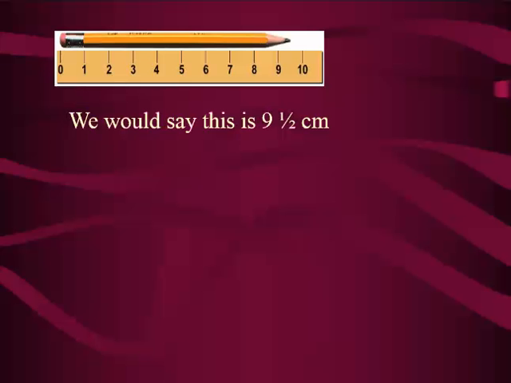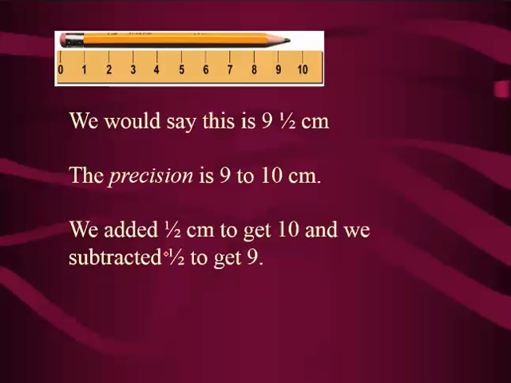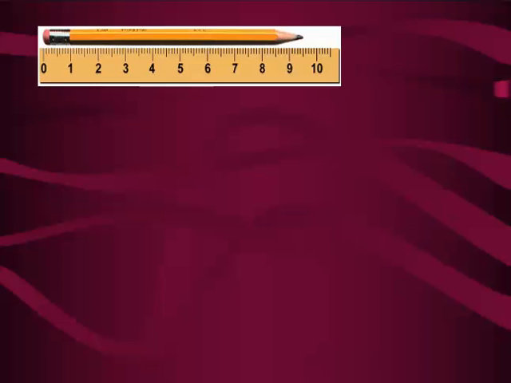So again, here we would say 9.5 centimeters. So the precision of this measurement, we would take our unit of measure, which is the centimeter, and we would add and subtract 0.5 centimeter to our measurement to get our precision range. So if I do that, I would get a range of 9 to 10 centimeters. The precision is 9 to 10 centimeters. Why? Again, because we added 0.5 centimeter to get the 10, and we subtracted the 0.5 centimeter to get the 9. So we take our best guess, we add 0.5 unit to that, and then we subtract 0.5 unit from that.